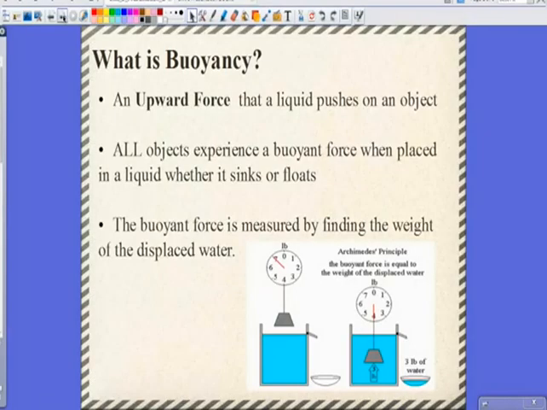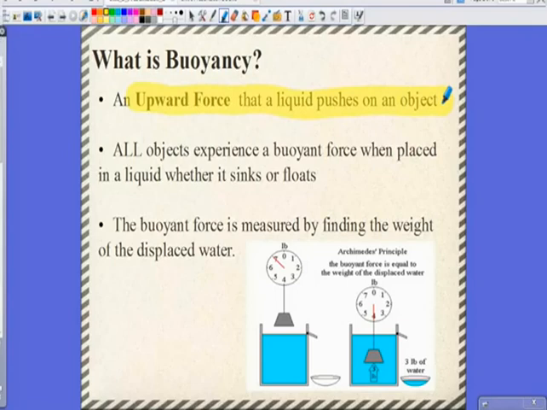First thing is we need to know what is buoyancy. All right, so we kind of talked about it last unit when we went over briefly the 7 different forces, and buoyancy was one of them. But what we talked about last time was that it is an upward force that a liquid pushes on an object. All right, and again, remember we should have our highlighter out when we take notes.